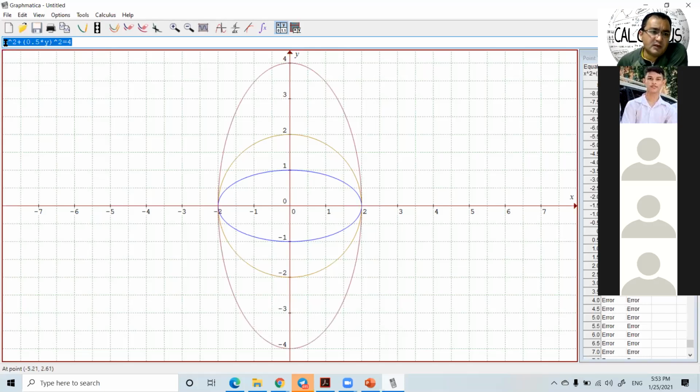In a similar way, if you change x, for example by 3, so 3 times x, that is a compression. And if you multiply x by some value between 0 and 1, then we are stretching along the x-axis.